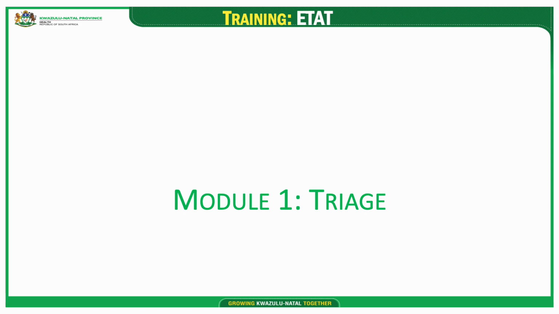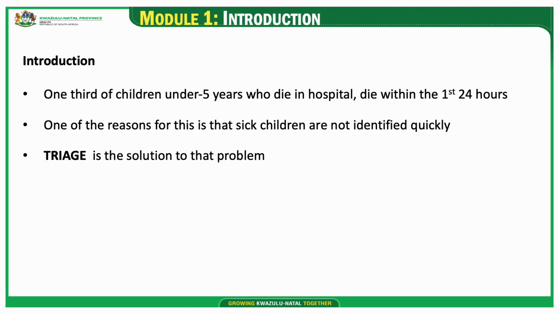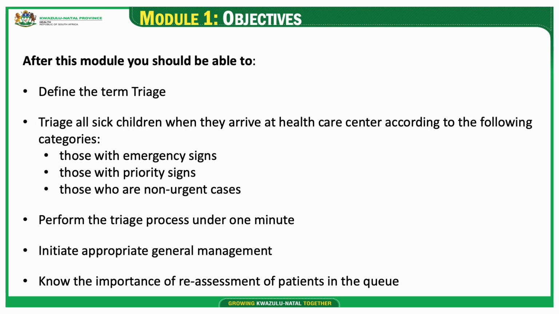Module 1 is triage. One third of children under 5 years who die in hospital die within the first 24 hours. This is often for multiple reasons. However, one of the reasons is that sick children are not identified quickly enough. Triage is the solution to that problem.